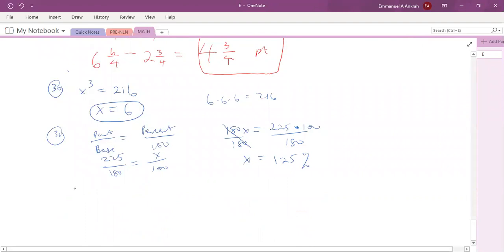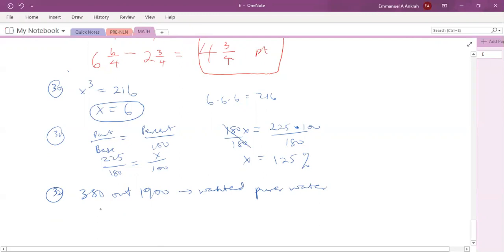All right, what about 32? In a survey of community needs, 380 of 1900 respondents said they wanted purer water. So we have 380 out of 1900 who wanted purer water. They ask, what percent did not request pure water?